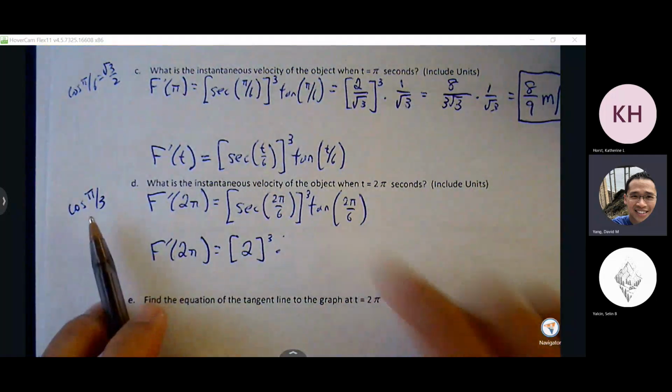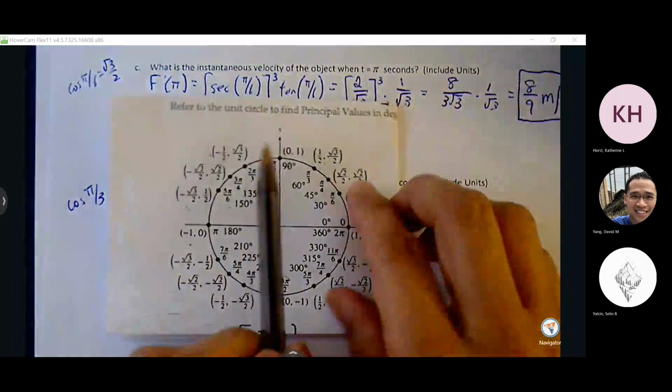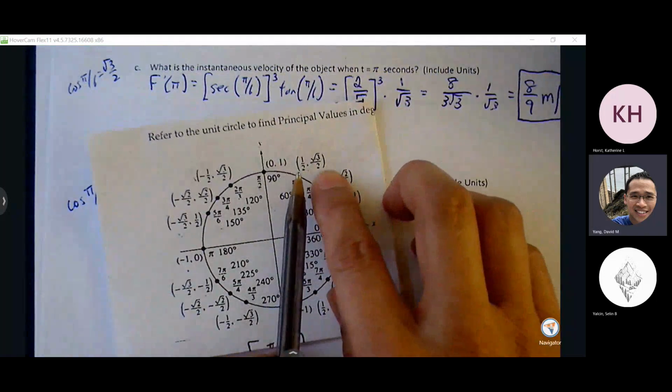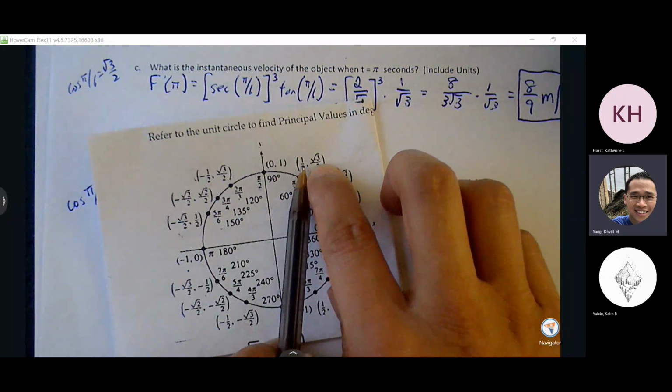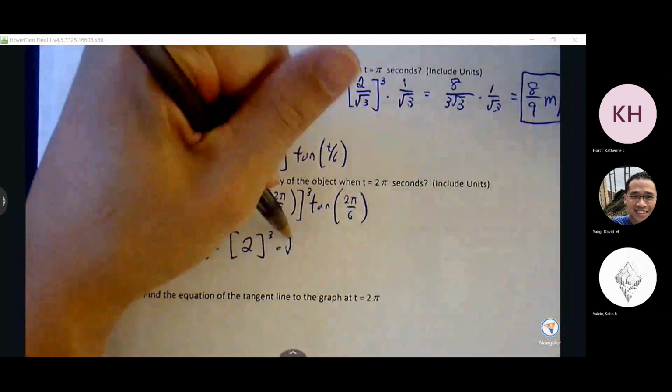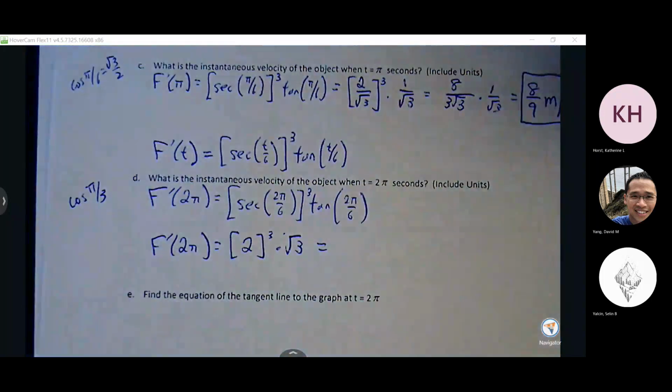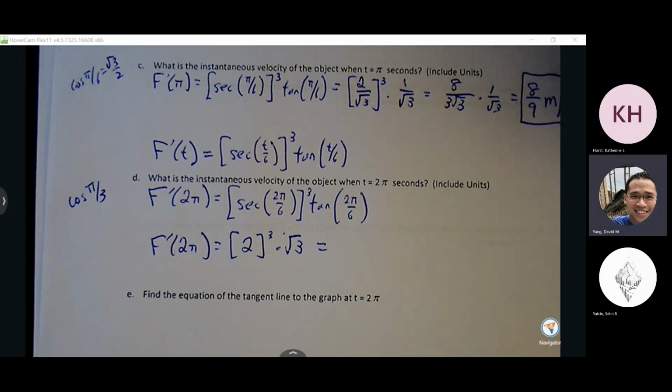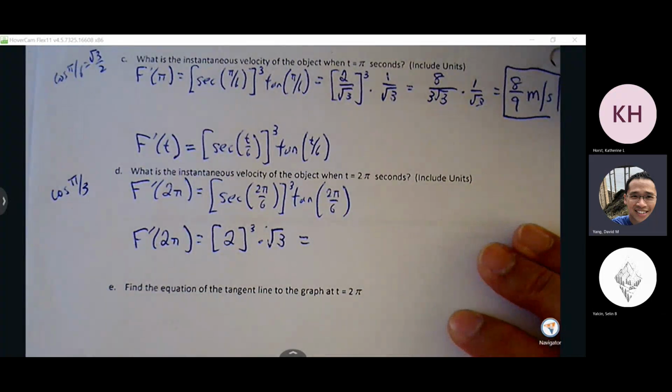Tangent of pi over 3, root 3 over 1, right? Okay, so 2 cubed is 8, 8 root 3. There's our f prime of 2 pi.